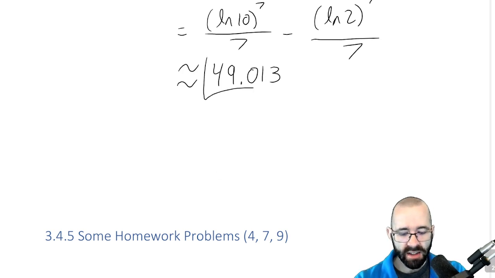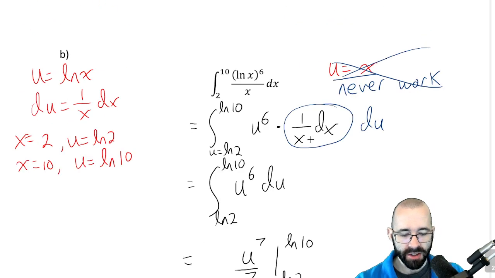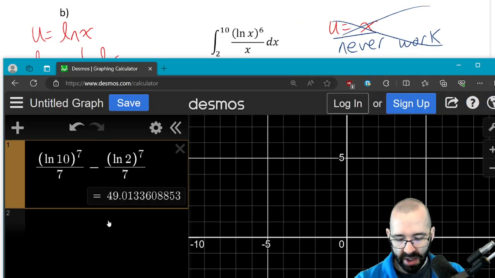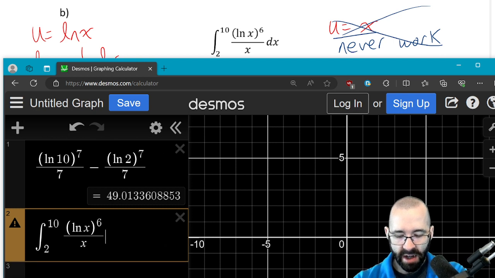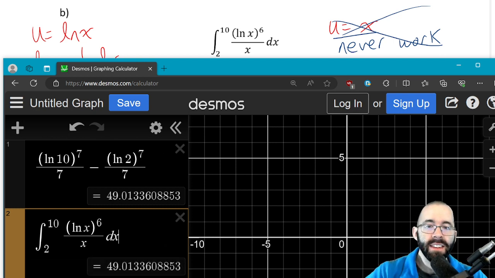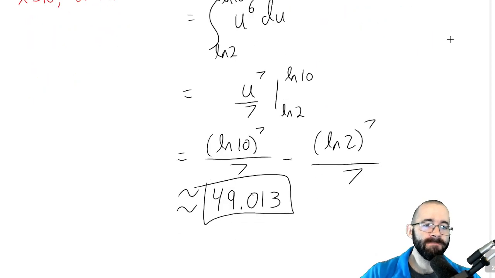And again, there's an exact answer you could get and simplify this a little bit. Actually, you could simplify this. Yeah, I don't think I could actually simplify it super well. We'll just approximate it here. Let's check our answer. What is the integral from 2 to 10 of natural log of x to the 6th all over x dx? Do those numbers look pretty similar to you? They look pretty similar to me. It's a good way that we can check our answer.